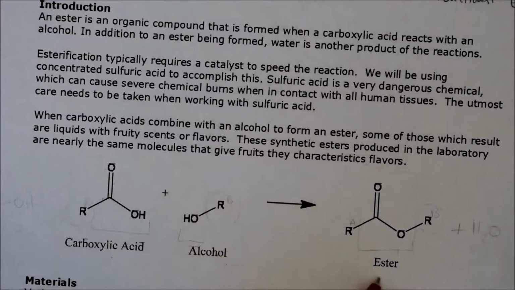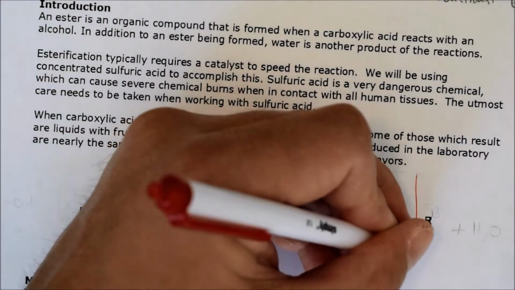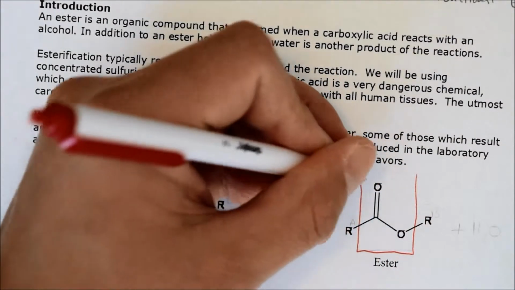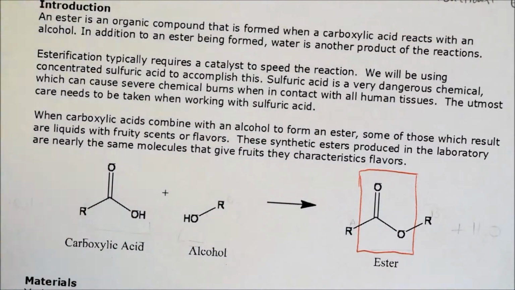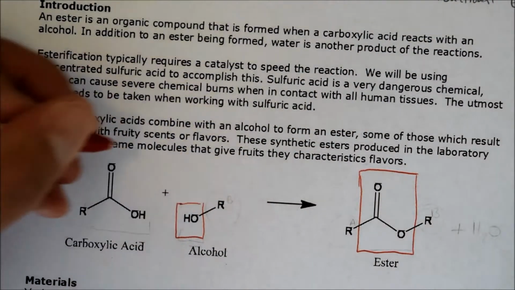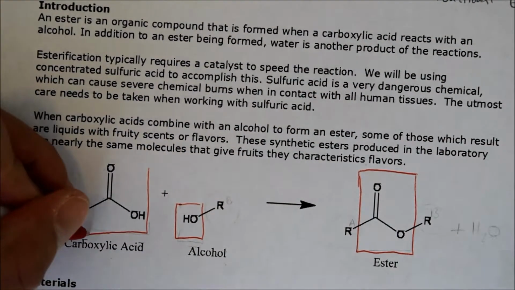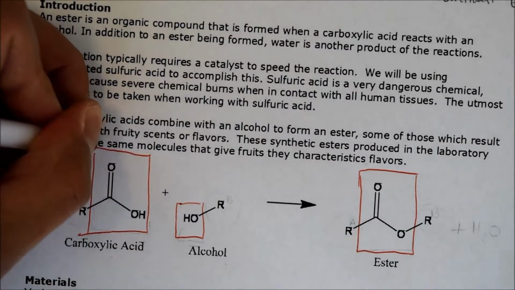It's going to come together to create a compound that has this functional group that we call an ester. We'll talk more about this a little later, about why it's defined this way. So we have an alcohol interacting with the carboxylic acid. I'll just highlight these all in red.